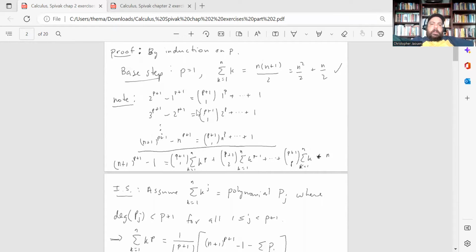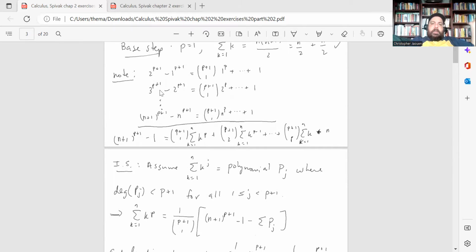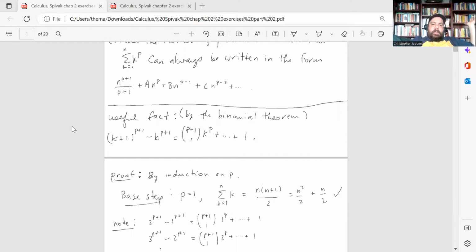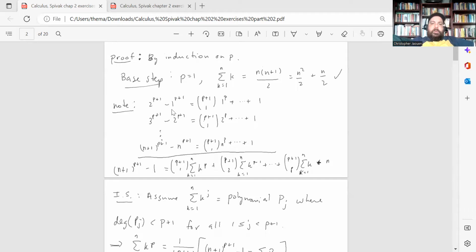All right, and then using that method from problem 6 to derive the formula for the general expression, and using this fact here, we get that 2 to the p plus 1 minus 1 to the p plus 1 is given by this, and so on. And if you add all those things together, notice that the middle terms all cancel out, and you're only left with n plus 1 to the p plus 1 minus 1.